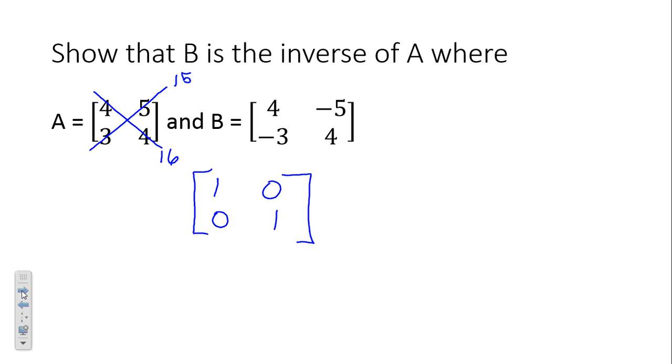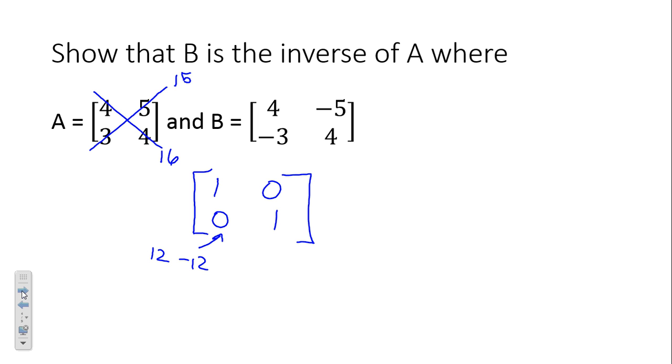Yes, sir? Bottom left. And we took, this is our first row, our second row, first column. So if we take our second row times our first column, 3 times 4 is 12, and 4 times a -3 is -12. Okay? All right.